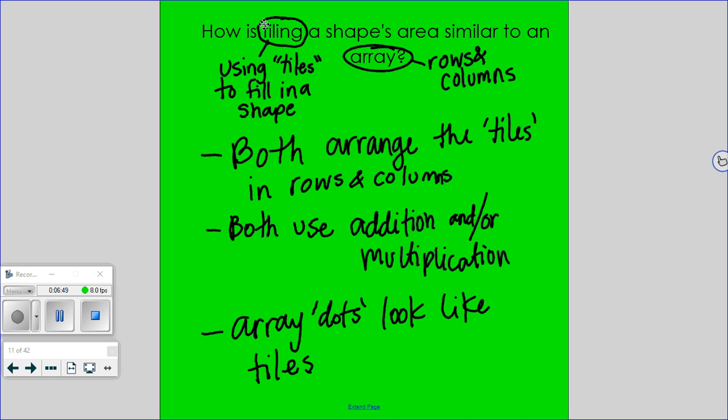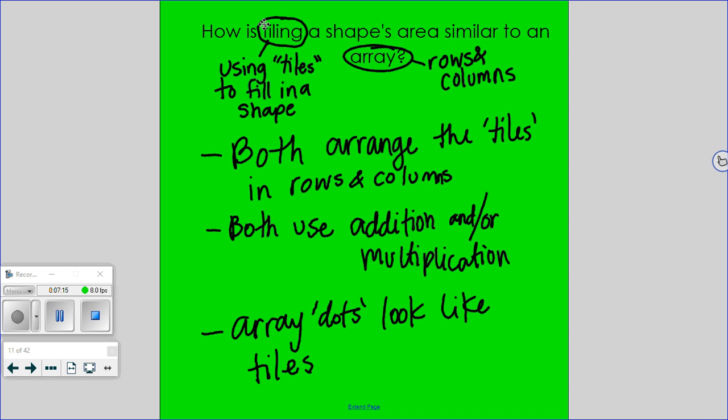All right, now I'm going to ask you a really thinking question. Since we've kind of established that using tiles to fill in an area is basically like multiplication, does that mean everything we know about multiplication I can use with area?